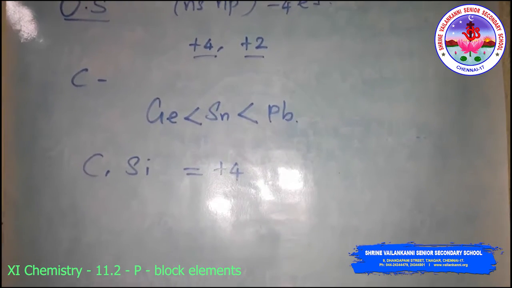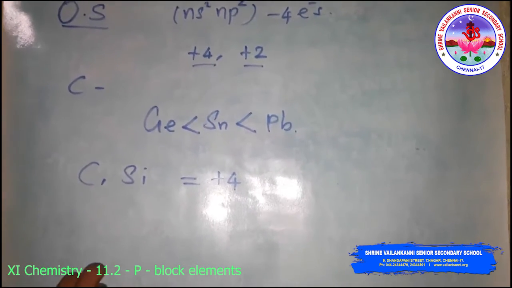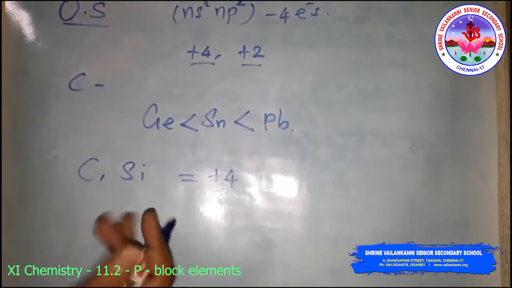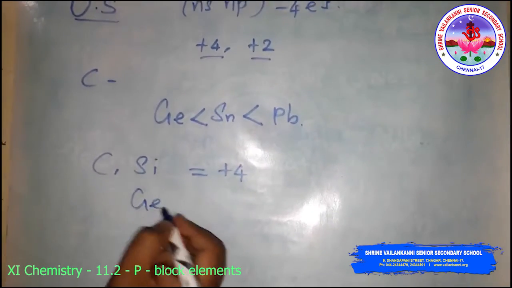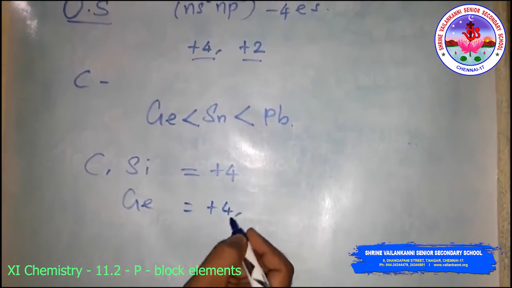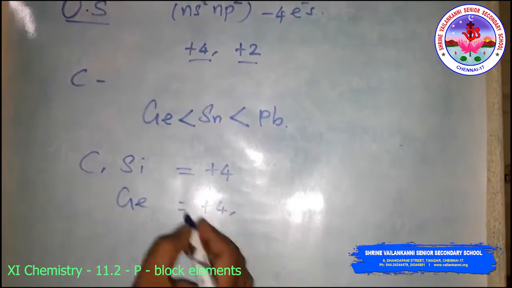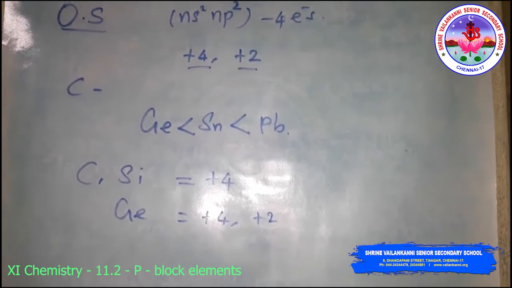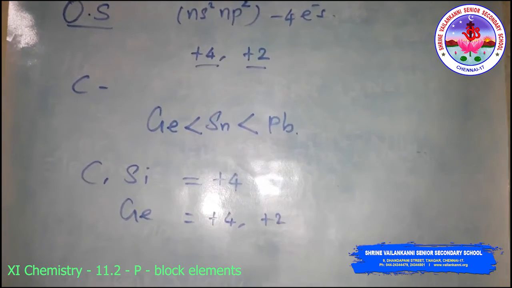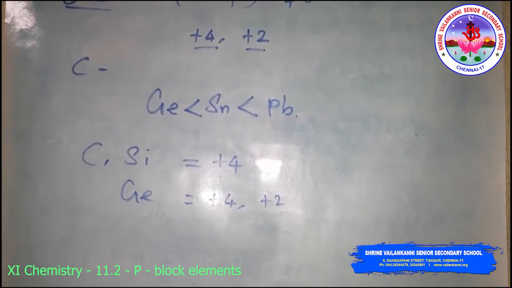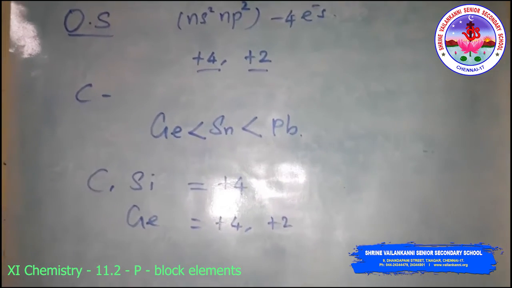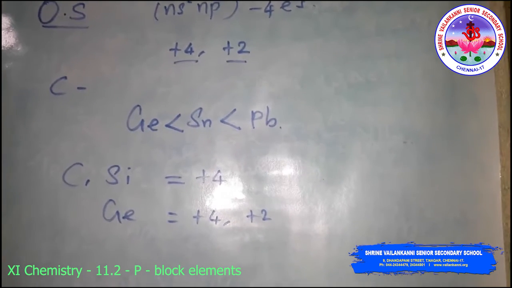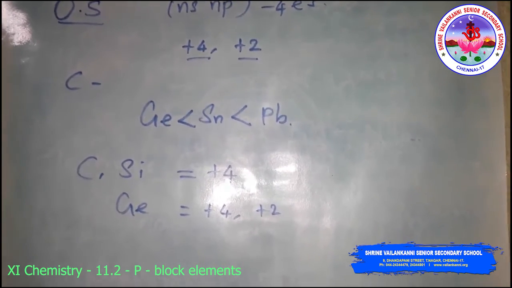Then germanium forms stable compounds of +4, and only a few compounds in +2. Okay, germanium is mostly stable in +4, and a few compounds show +2 also. Then tin forms both oxidation states, where +2 is a reducing agent, and the lead compound shows +2 as stable, and its +4 state is a strong oxidizing agent.